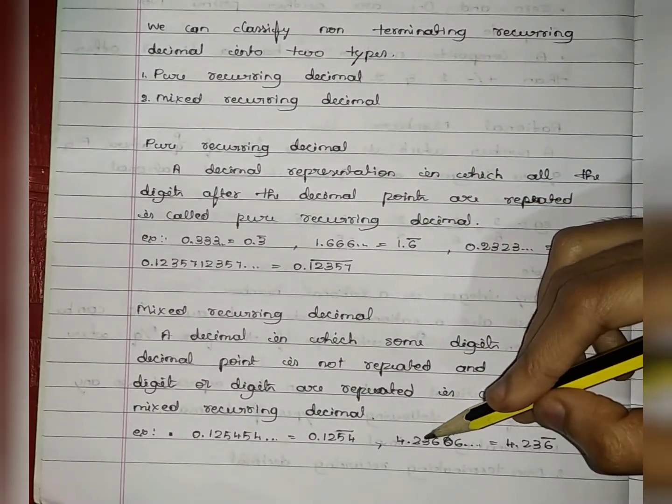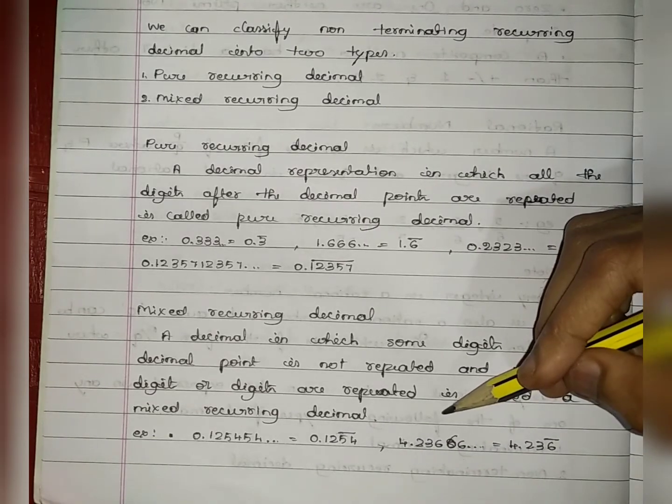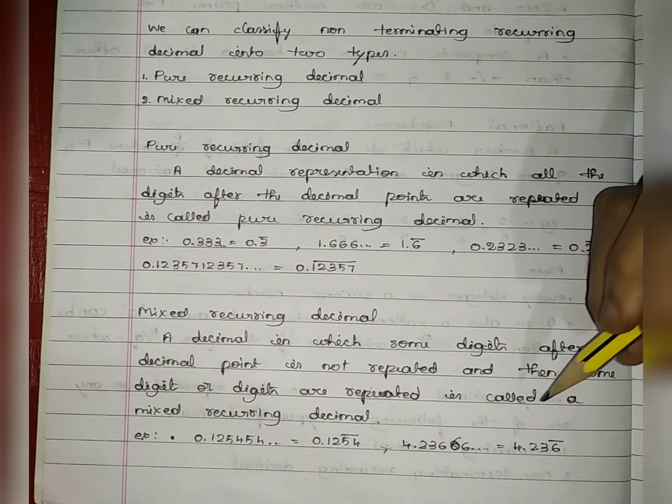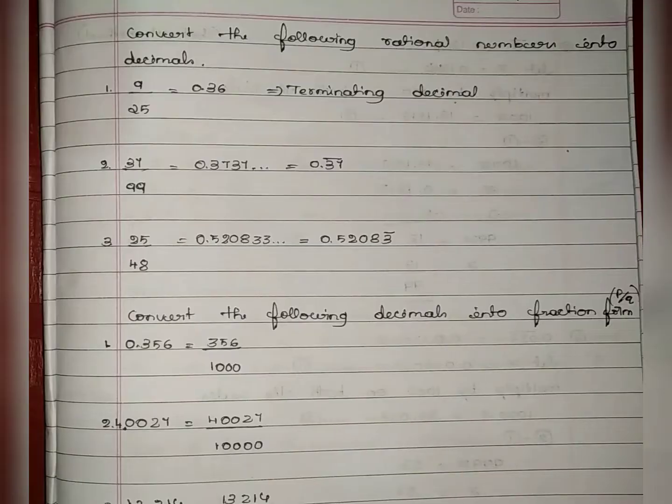In 4.23666, here 6 gets repeated a number of times, so we can write it like this also: 4.23 followed by 6 with a dash. Let us solve some problems on converting rational numbers into decimals.